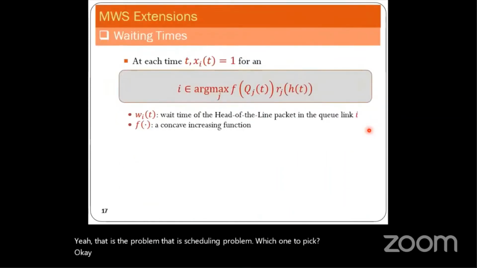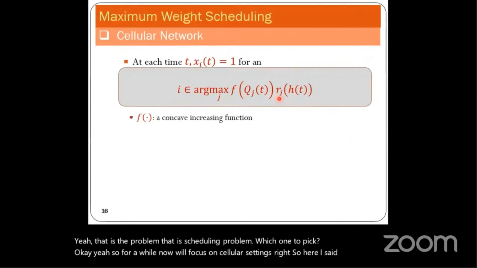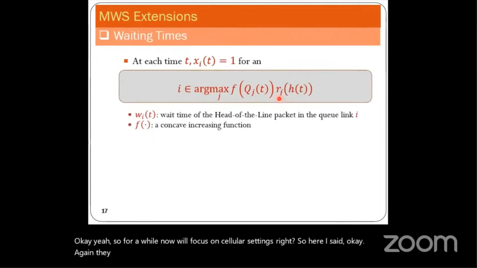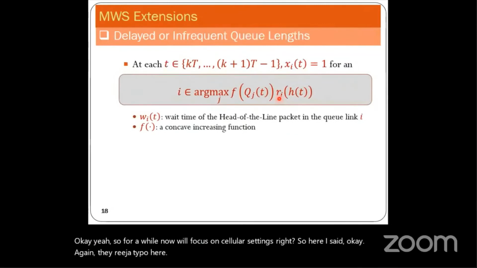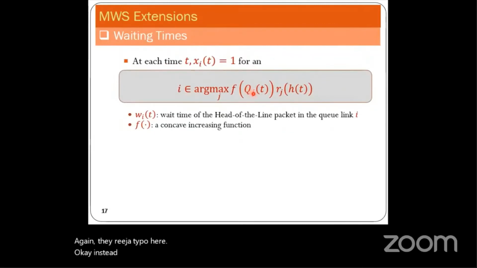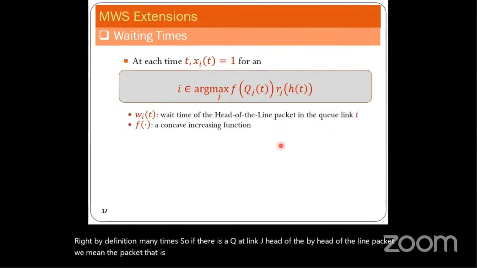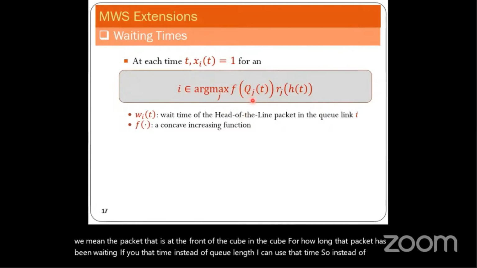Yeah, so for a while now we'll focus on the cellular setting. Instead of Qj, I should have written Wj. So what is Qj? Qj is the queue length of link j, by definition. If there is a queue at link j, by head of the line packet we mean the packet that is at the front of the queue. If we know for how long that packet has been waiting, instead of queue length, I can use that time. So instead of Qj(t), I can write Wj(t).